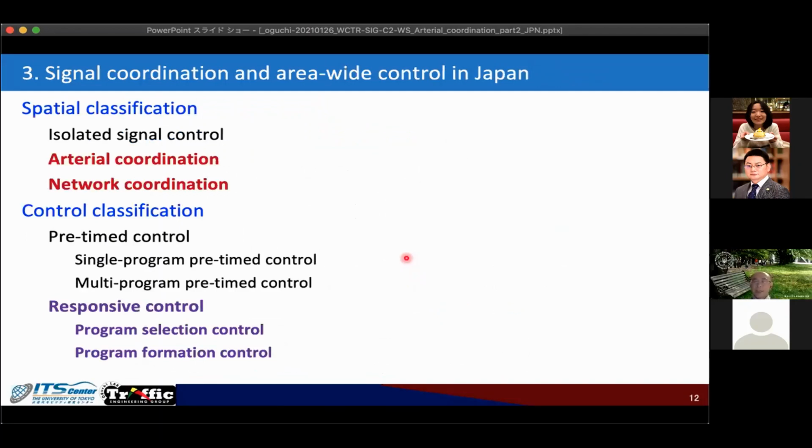This slide is just explaining the classification of the different aspects. First, the classification aspect is a spatial idea: isolated, arterial, and network. And for arterial coordination or network coordination, coordination is one important topic to determine the offset value. On the other hand, for control classification, it is pre-timed control or responsive control. Those are the two major differences we have.